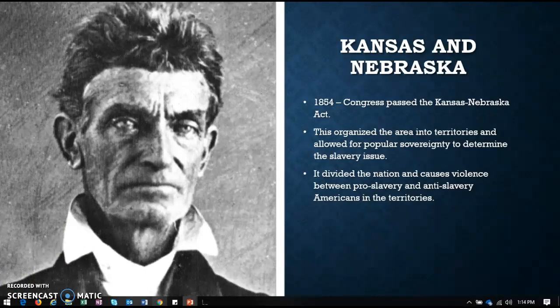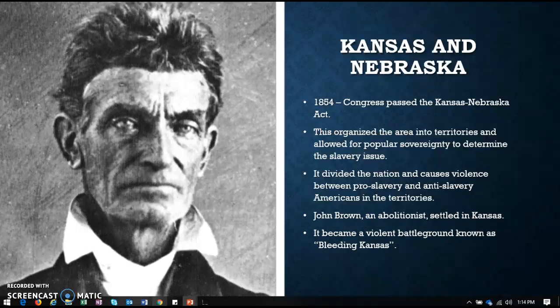So Kansas and Nebraska. In 1854, Congress passed what is known as the Kansas-Nebraska Act, and this organized the area into territories and allowed for popular sovereignty to vote on or determine the slavery issue. Now, this also divided the nation and caused violence between pro-slavery and anti-slavery Americans in the territory. So what happens here is we have a lot of conflict, and this man here, John Brown, an abolitionist, will settle in Kansas, and we'll talk more about him later on in the lesson. But this area becomes known as a violent battleground, which becomes known as Bleeding Kansas, because of all the violence between anti-slavery people and pro-slavery people.